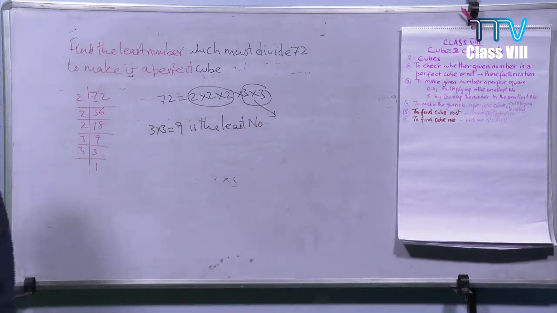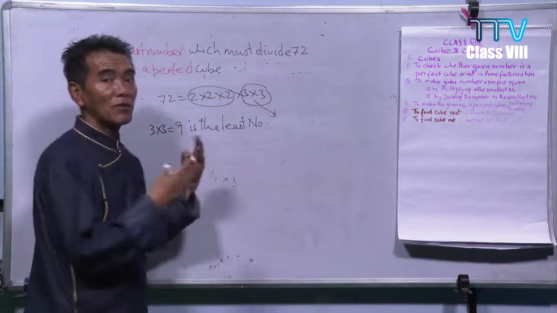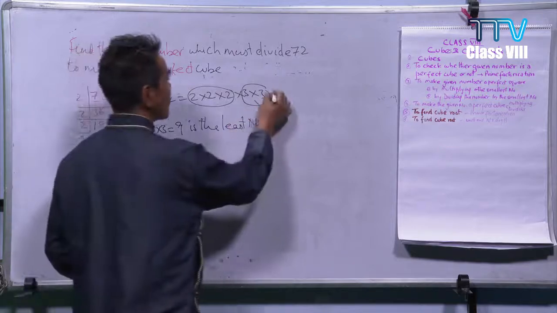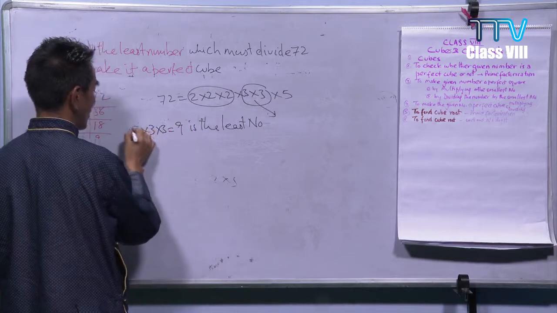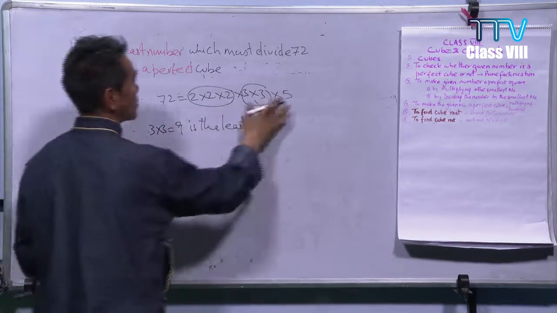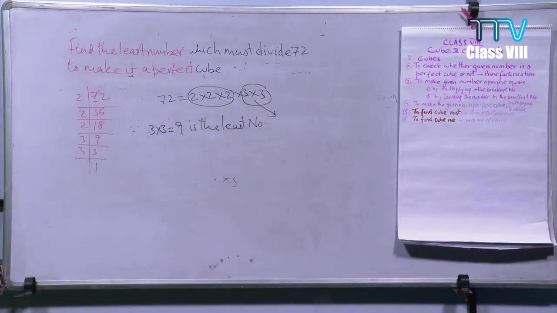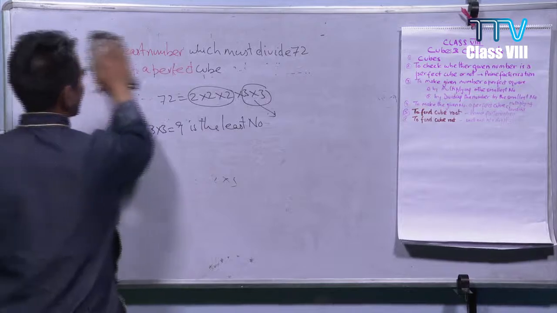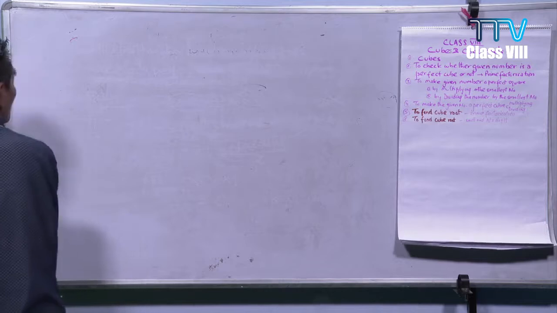This number must divide 72 to get a perfect cube. Perfect cube division goes by factor. The 5 is what must be multiplied, multiply by 5. Okay, perfect cubes.